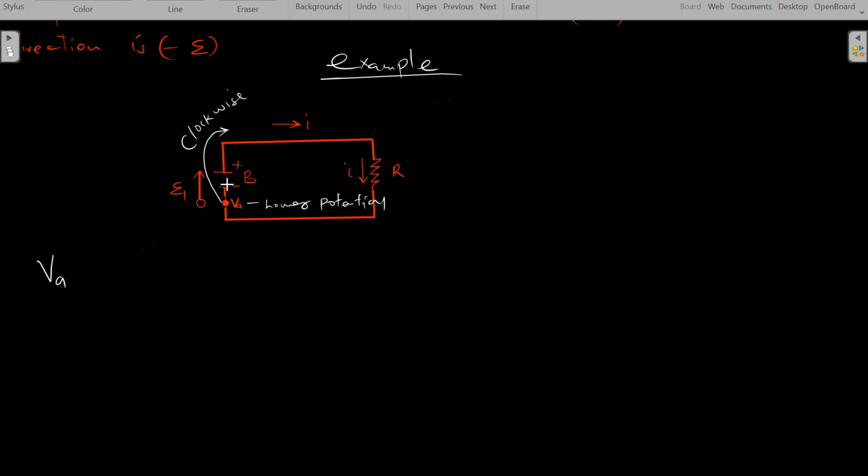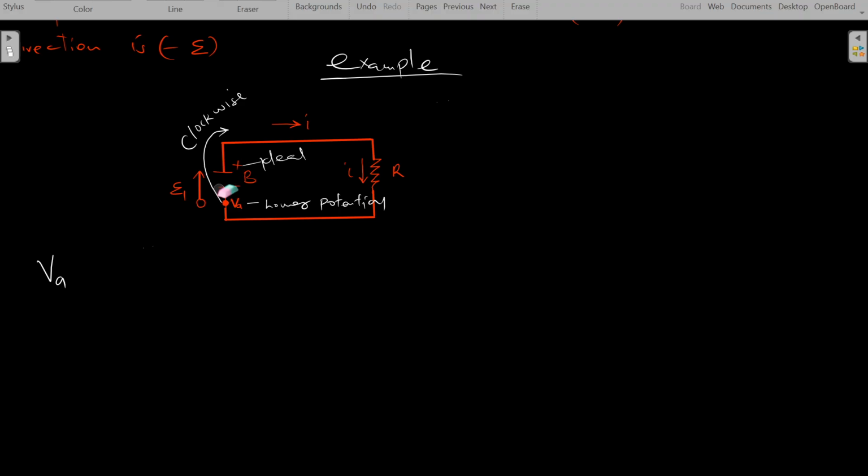This battery doesn't have an internal resistance because it is an ideal battery. If we were having a real battery, we should have included the concept of internal resistance, which is negative IR. But for this case, we are dealing with an ideal battery, so we shouldn't include the internal resistance.